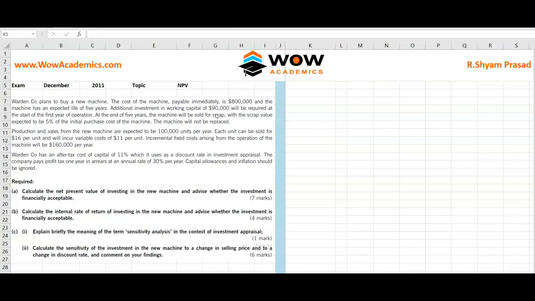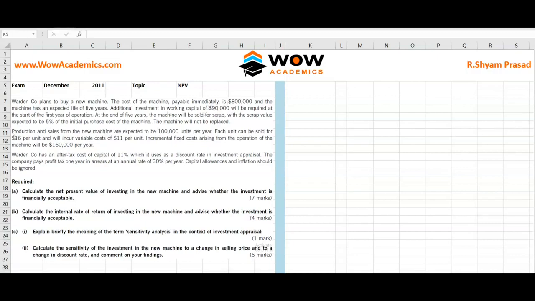Additional investment in working capital is 90,000 and will be required at the start of the first year of operation. So again, it is the 0th year. At the end of 5 years, the machine will be sold for scrap, with the scrap value expected to be 5% of the initial purchase cost of the machine. So if you have bought for 8 lakhs, 5% of it is going to be the scrap value. The machine will not be replaced. So if the machine is not replaced, the working capital will be released. So that's about the first paragraph.